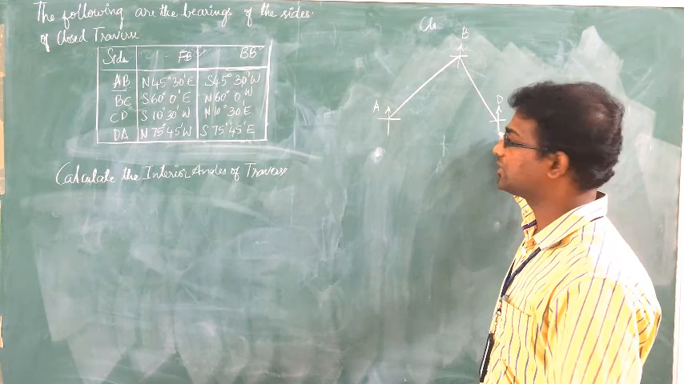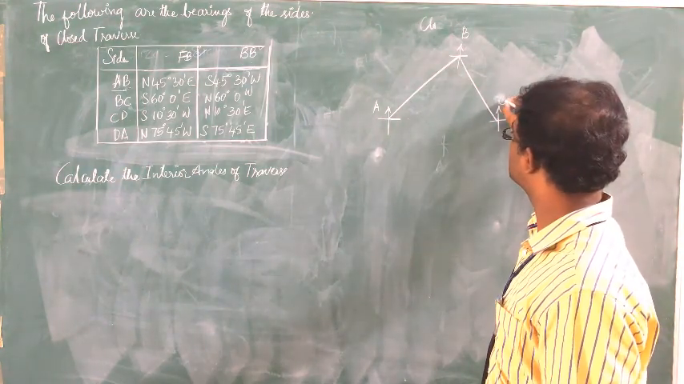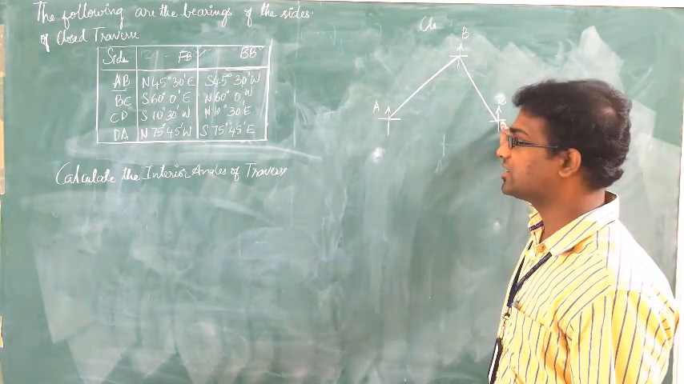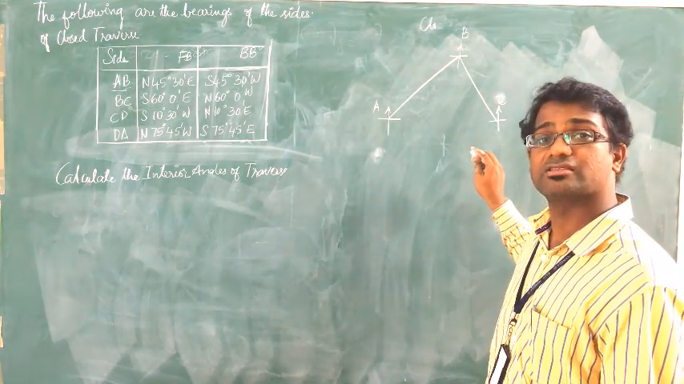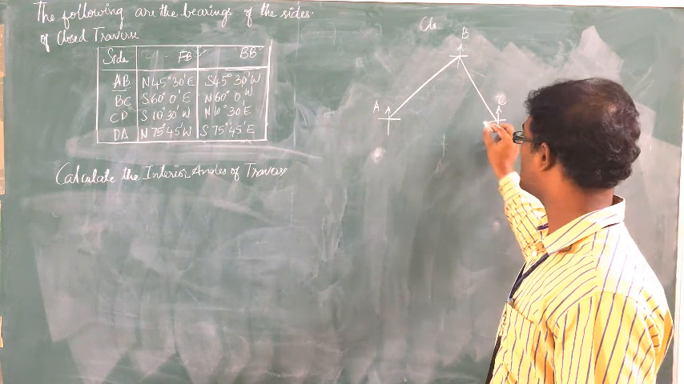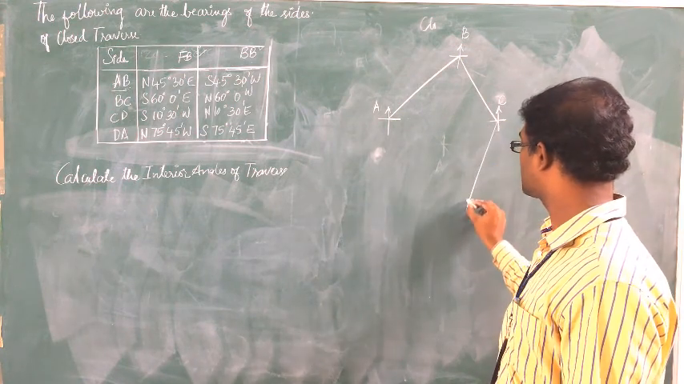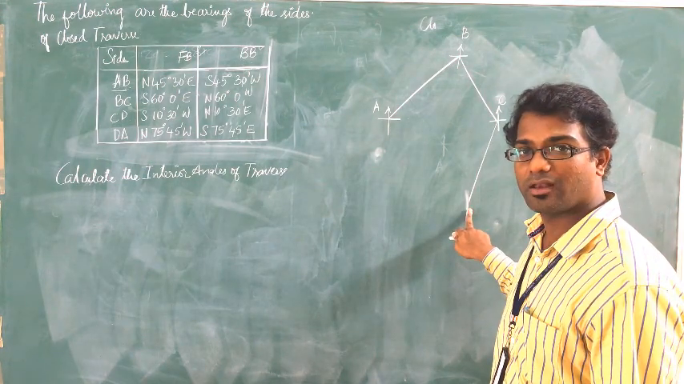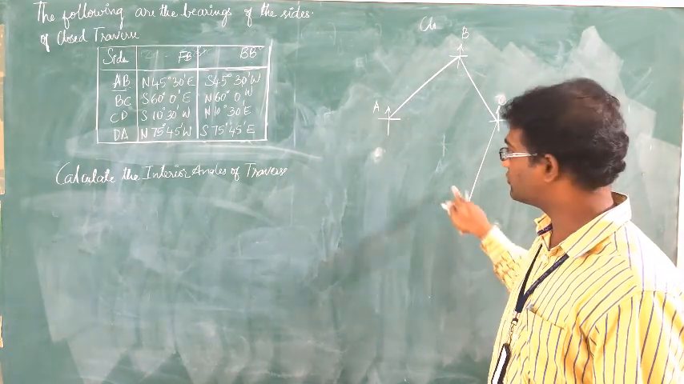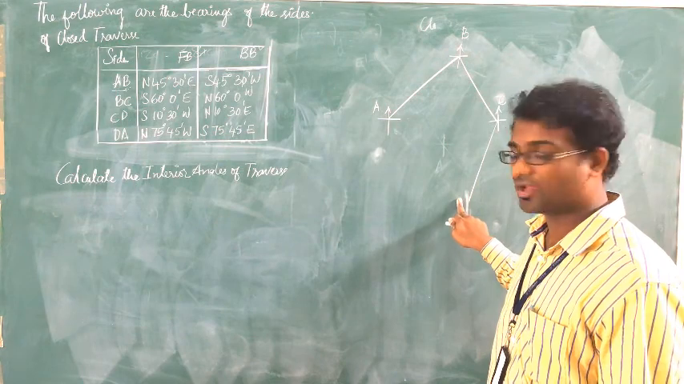From D, so this is C. From C to D, it is 10 degrees 30 minutes southwest. So this is southwest. Now don't put the staff symbol here. You need to draw the diagram here, right?